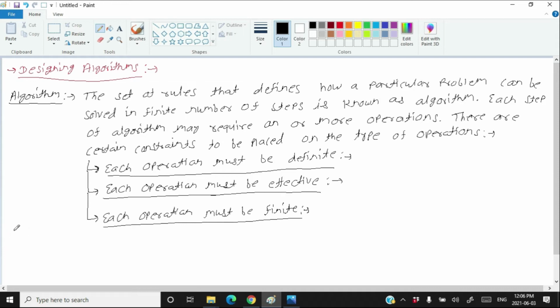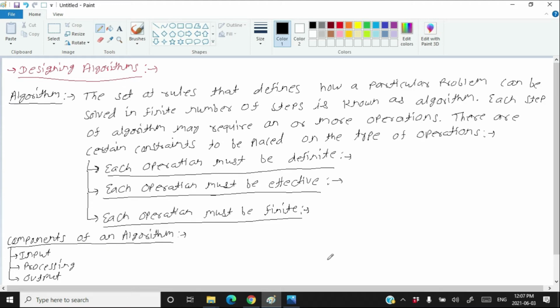Now the question is, what are the components of an algorithm? An algorithm has the following three components. The first one is called input, the second one is called processing, and the third one is called output. These are the three different components of an algorithm.